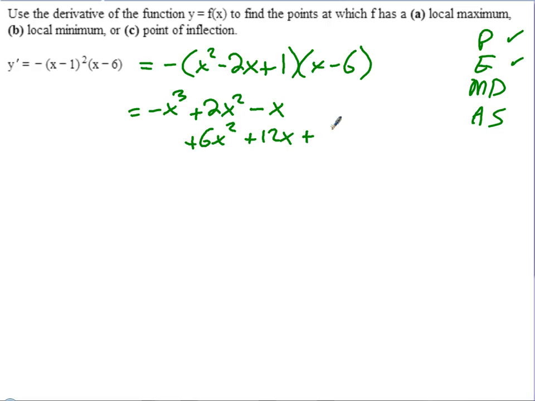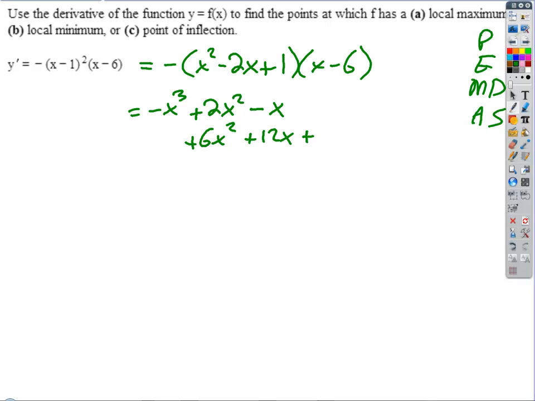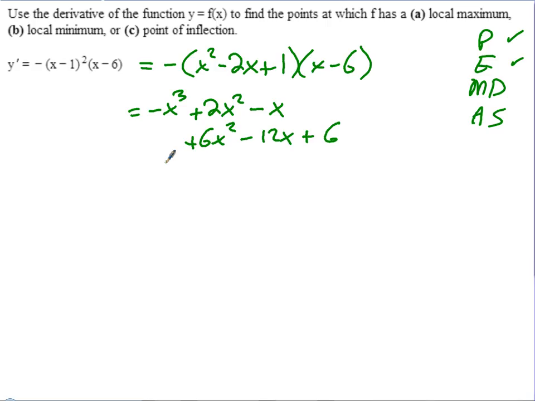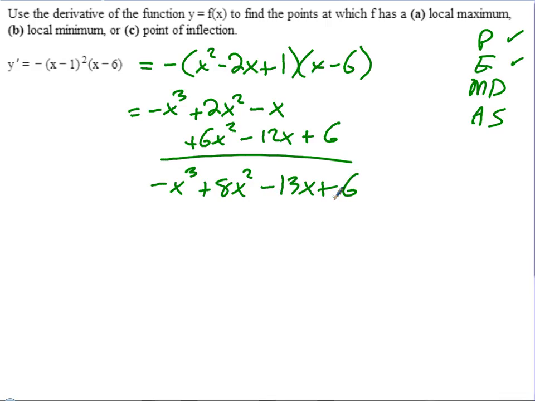Plus, oops, I messed that up. No, that should have been a minus 12x, shouldn't it? Yes. Okay. Plus 6. And so I get, what, negative x cubed plus 8x squared minus 13x plus 6 is y. Y prime, sorry, y prime.